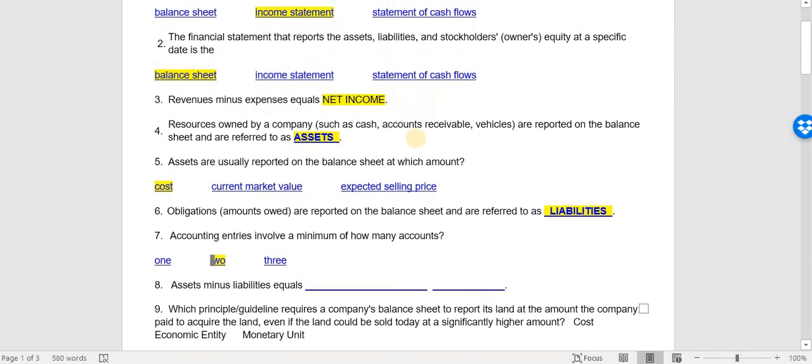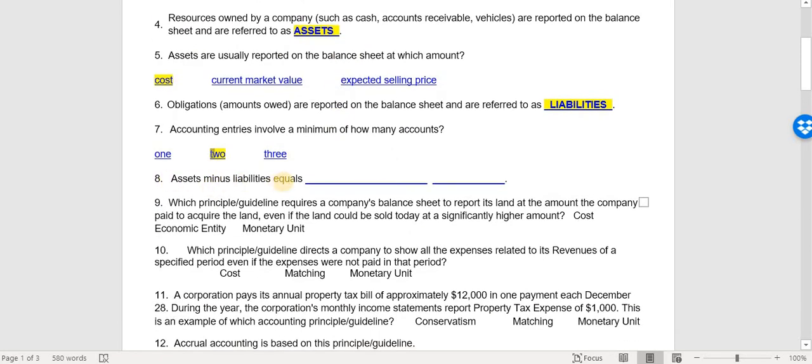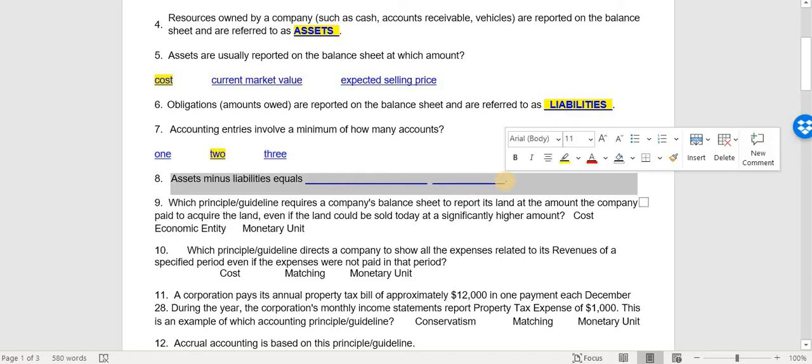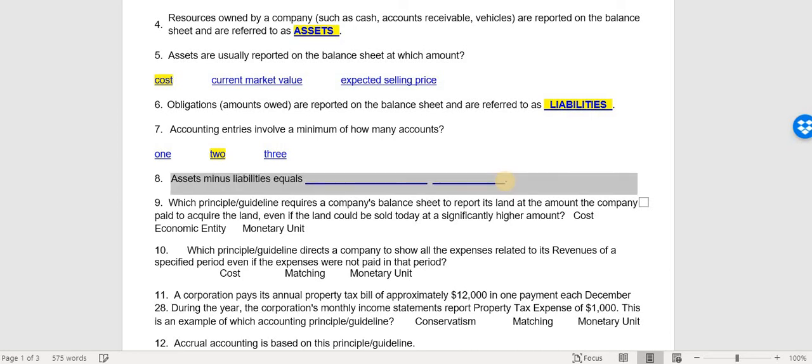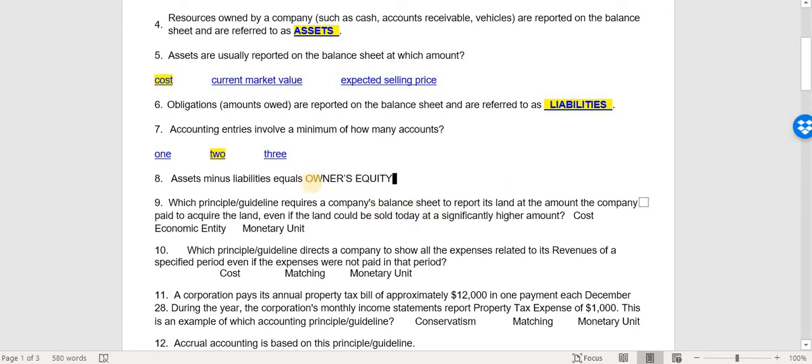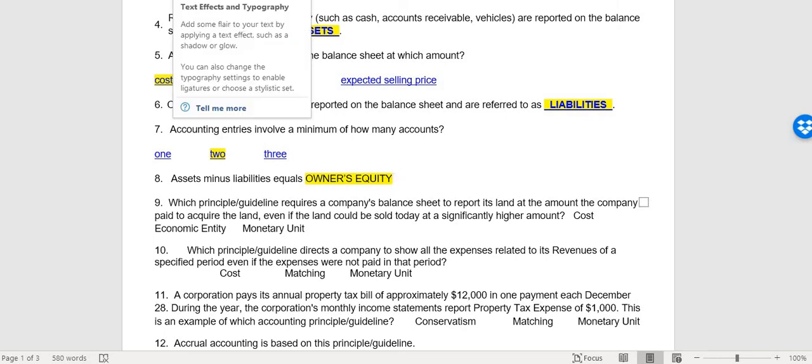Another important one you need to know, revenues minus expenses is net income. We also need to know that assets minus liabilities equals owners' equity. Does that make sense? It's what I own less what I owe. So if I own $100 worth of stuff and I owe you $80, my equity's $20. Pretty simple.